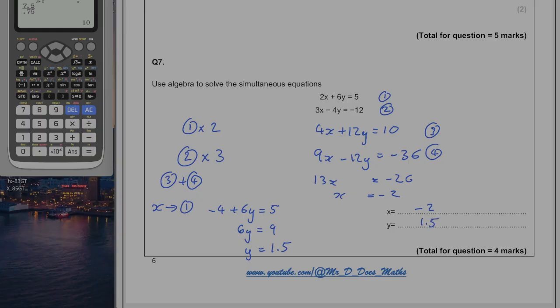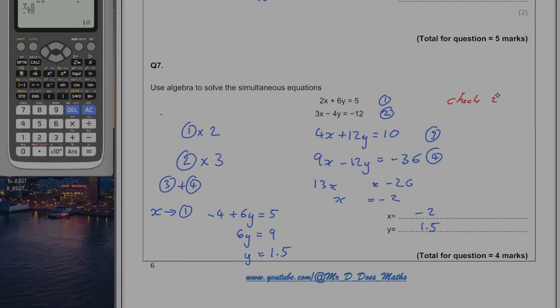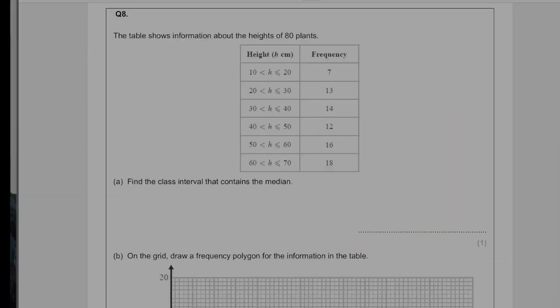And I can do a quick check, and I'll do it up here. So I'm going to check with equation 2. So 3 lots of x is going to become minus 6 plus 4 lots of 1.5. That's going to become 6. So it's minus 6 plus 6... and that is equal to minus 12, which tells me that I'm going to be right with my answers. Okay, question 8.